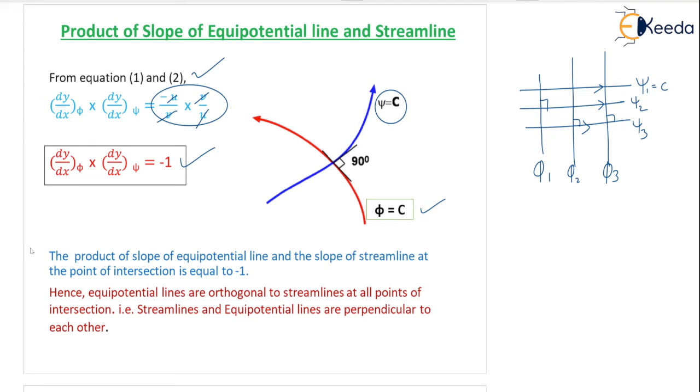Look at the note here. The product of the slope of the equipotential line and the slope of the streamline at the point of intersection is equal to -1. Correct? So if you take the product of these two lines, you are getting -1. Hence, equipotential lines are orthogonal, that is perpendicular, to streamlines at all points of intersection. Very important line: at all points of intersection. Hence, the streamlines and equipotential lines are perpendicular to each other.